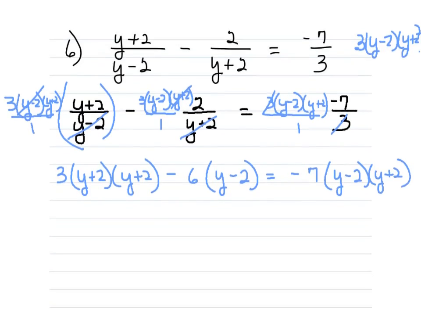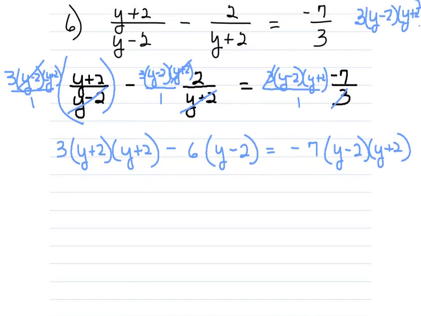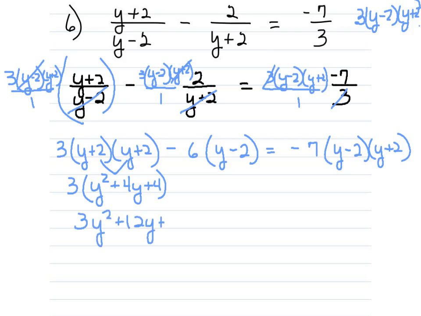Let's multiply first. All right, here what I would do is multiply the two binomials together before I distribute. So y squared plus 4y plus 4, and then I'll distribute that. 3y squared plus 12y plus 12. Here, all I really need to do is distribute, so I'll do that. Negative 6y plus 12.